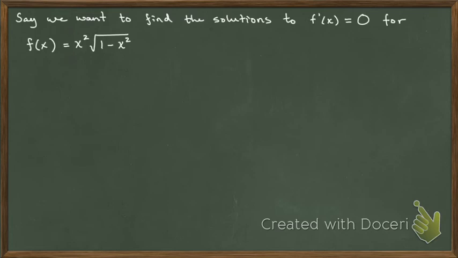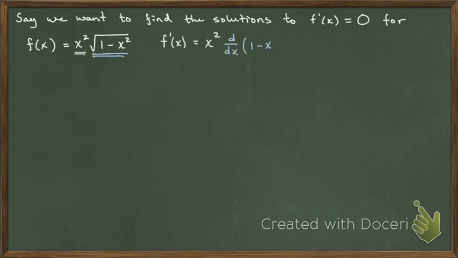Say we want to find the solutions to f prime of x equals 0, where f of x is x squared times square root of 1 minus x squared. So this is similar to the problem that I kind of started the section with, but I'm applying it. All right, I want to specifically look for when this derivative is equal to 0. And actually what that means is I'm finding horizontal tangent lines. Okay, so to do that, I want to take a derivative.